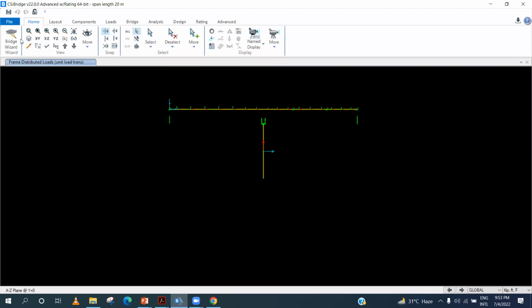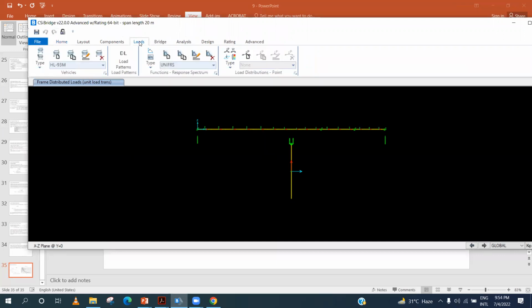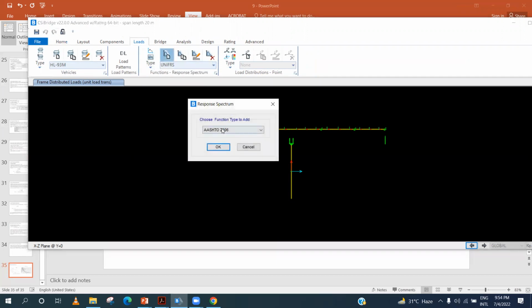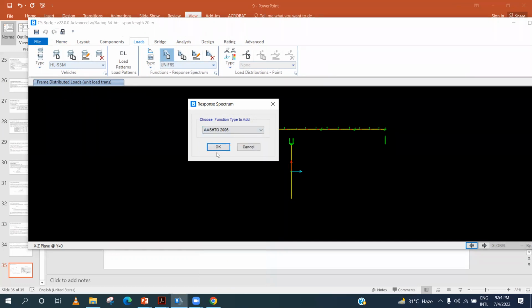So in CSI, the response spectrum analysis is quite easy. You should come to the loads tab, and under the function, you should select response spectrum. Click new, and this window will open. It contains all these different definitions. Currently we are using AASHTO 2006, so I will click OK because it is based on the 475-year return period.